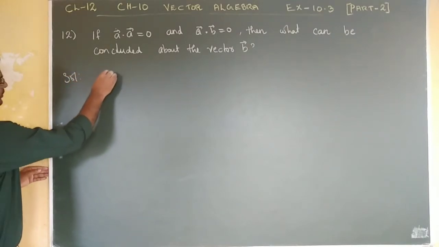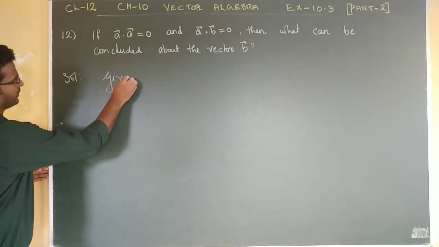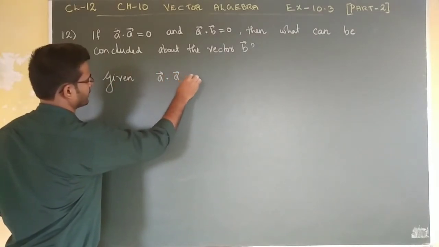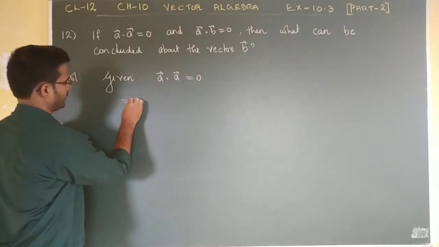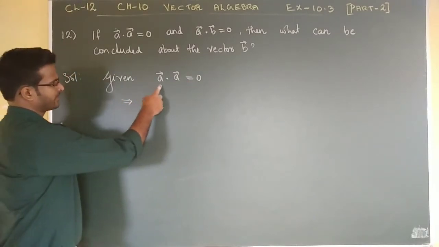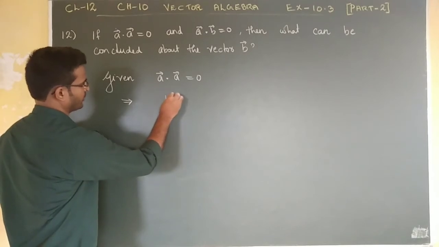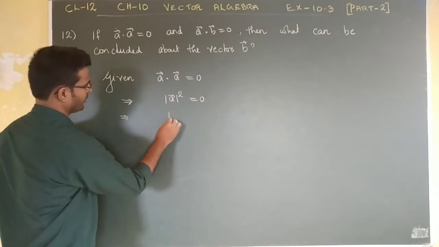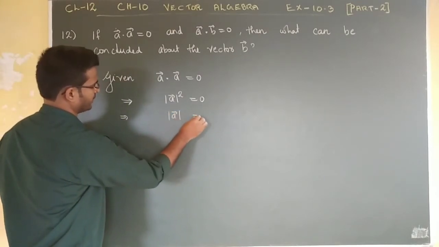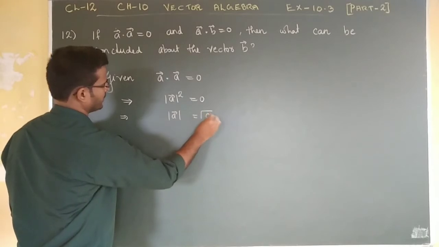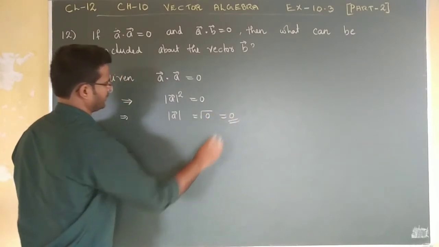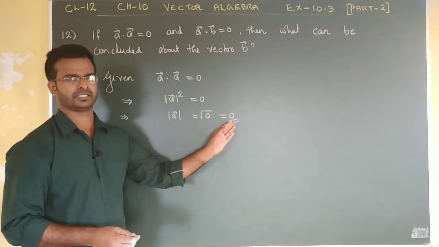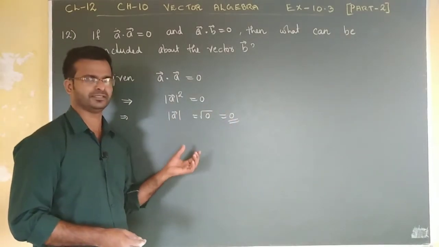First condition we can use, given A vector dot A vector equal to 0. By observation, A vector dot A vector we can write as modulus of A vector square equal to 0. Bring the square to the right side, that will be square root, equal to 0. We got magnitude of A vector is 0. That means this A vector is 0 vector.